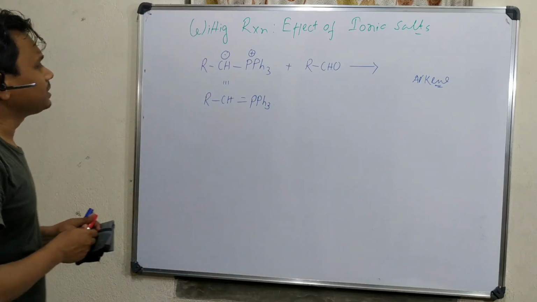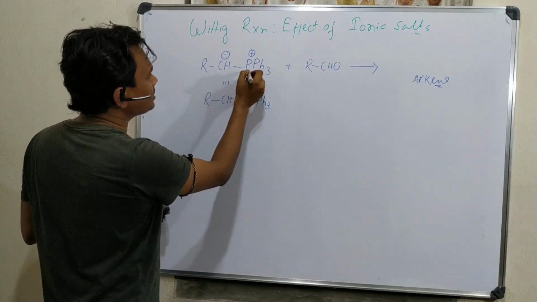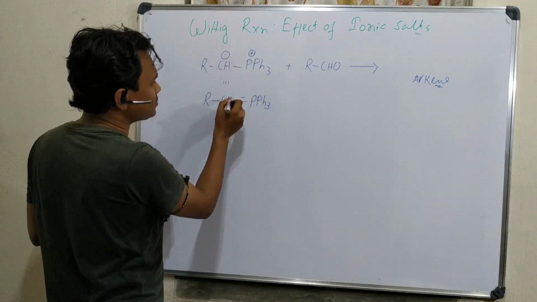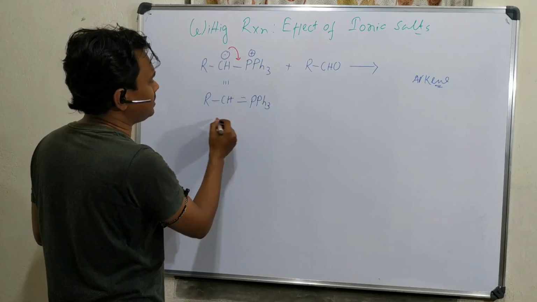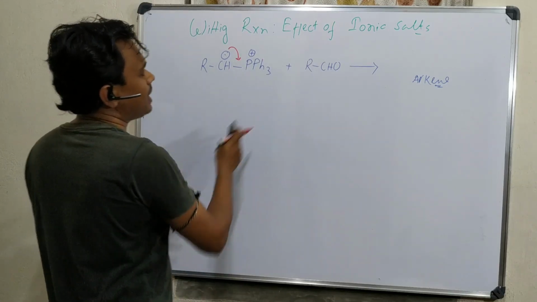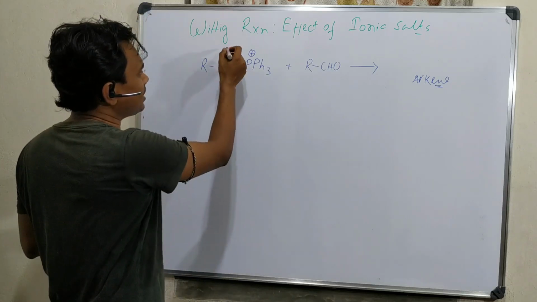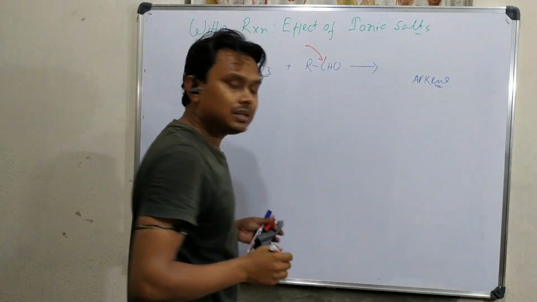Actually, this Wittig reagent we can consider as ionic, meaning RCH minus PPh3 plus, which could be written in this way, where the charge can come here and stabilize. So in this way we can write the Wittig reagent, and it is a carbanion, so it reacts with this carbonyl group and ultimately produces an alkene.